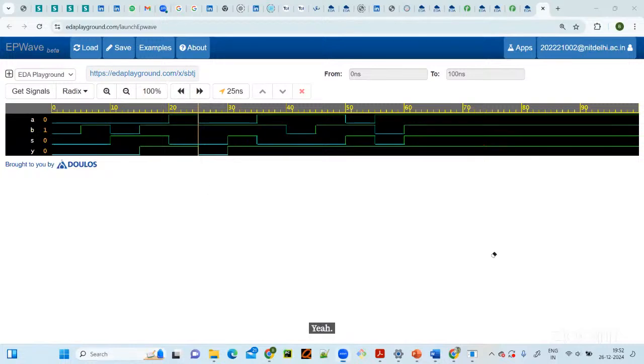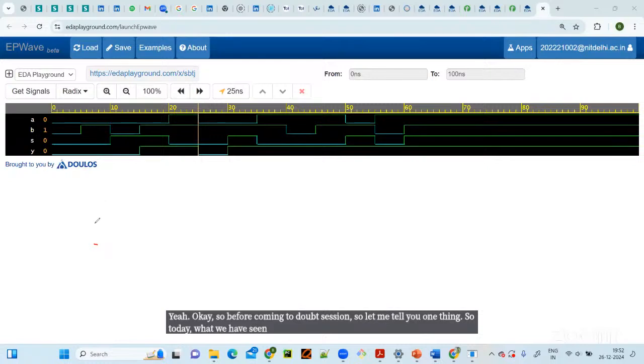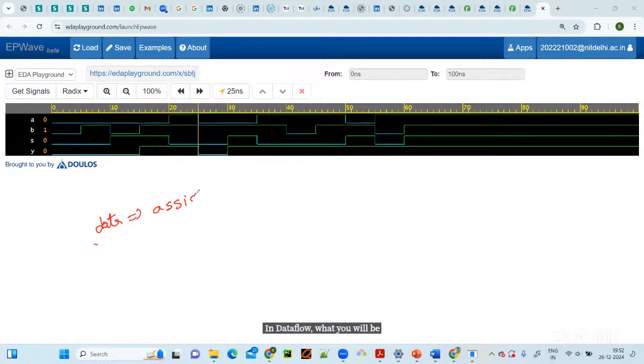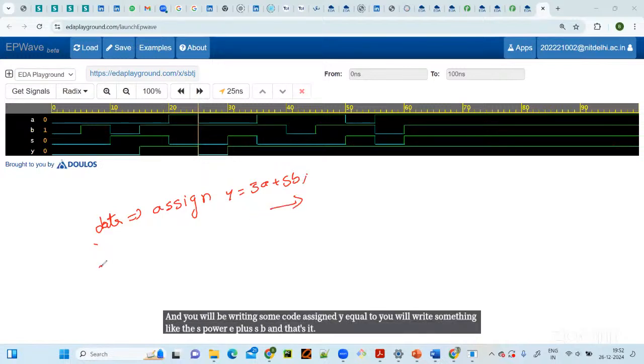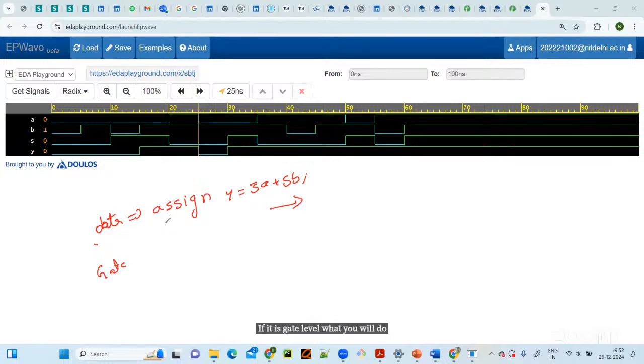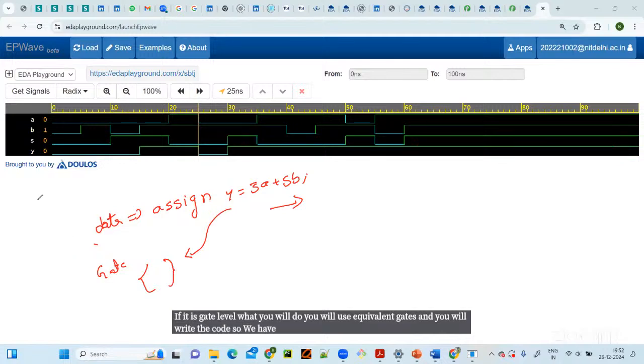Okay. So before coming to the doubt session, let me tell you one thing. Yesterday, what we have seen is how to write code using data flow style of modeling. In data flow, you will be using a keyword known as assign, and you will be writing some code. Assign y equal to, you will write something like this, s bar a plus s b, and that's it. If it is gate level, you will use equivalent gates and write the code. So among the 4 levels of abstraction, we have seen how to write code using 2 different modeling styles. One is the data flow style of modeling, the other one is the gate level modeling.